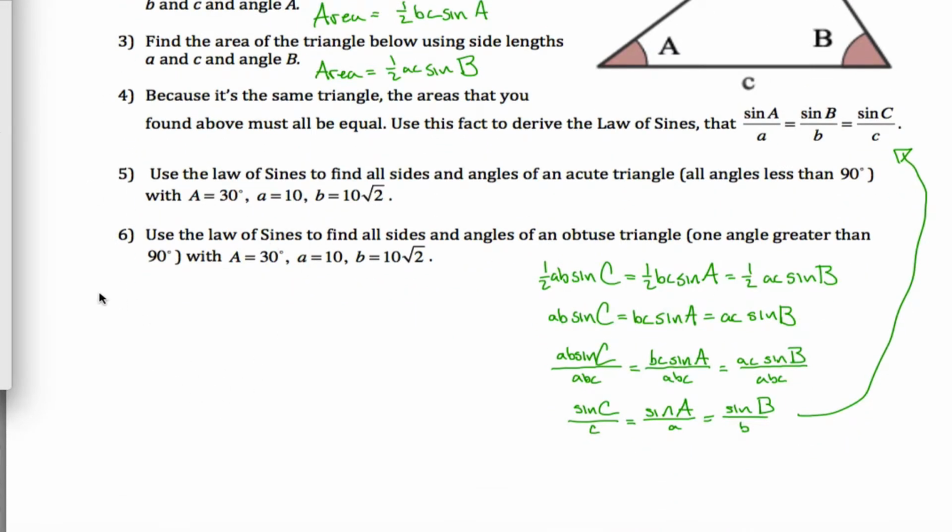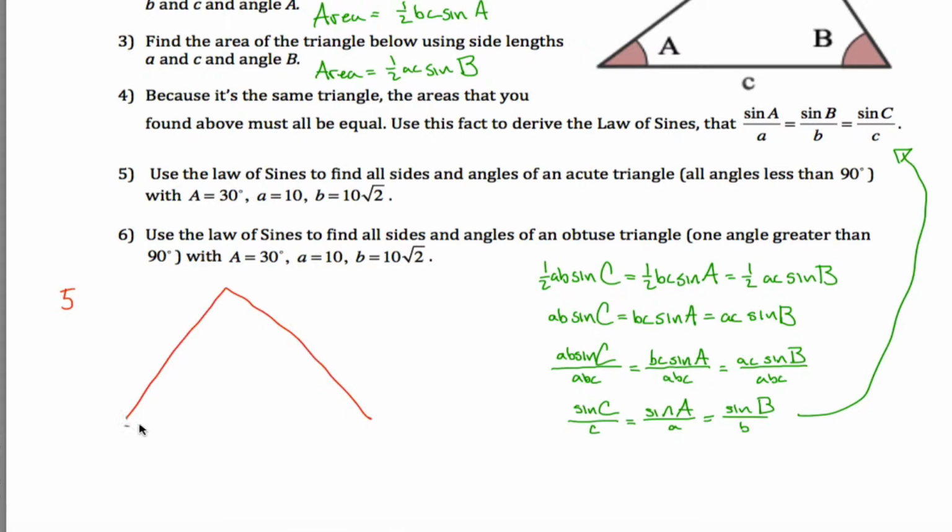Okay, so now I get down here to part 5. And for part 5, I think it'll help to draw a triangle. The triangle will look a lot like this. I'm going to just kind of arbitrarily throw A, B, and C here. And note that A is given to be 30 degrees. And side A is 10. And side B is 10 root 2. And I put side B opposite angle B.